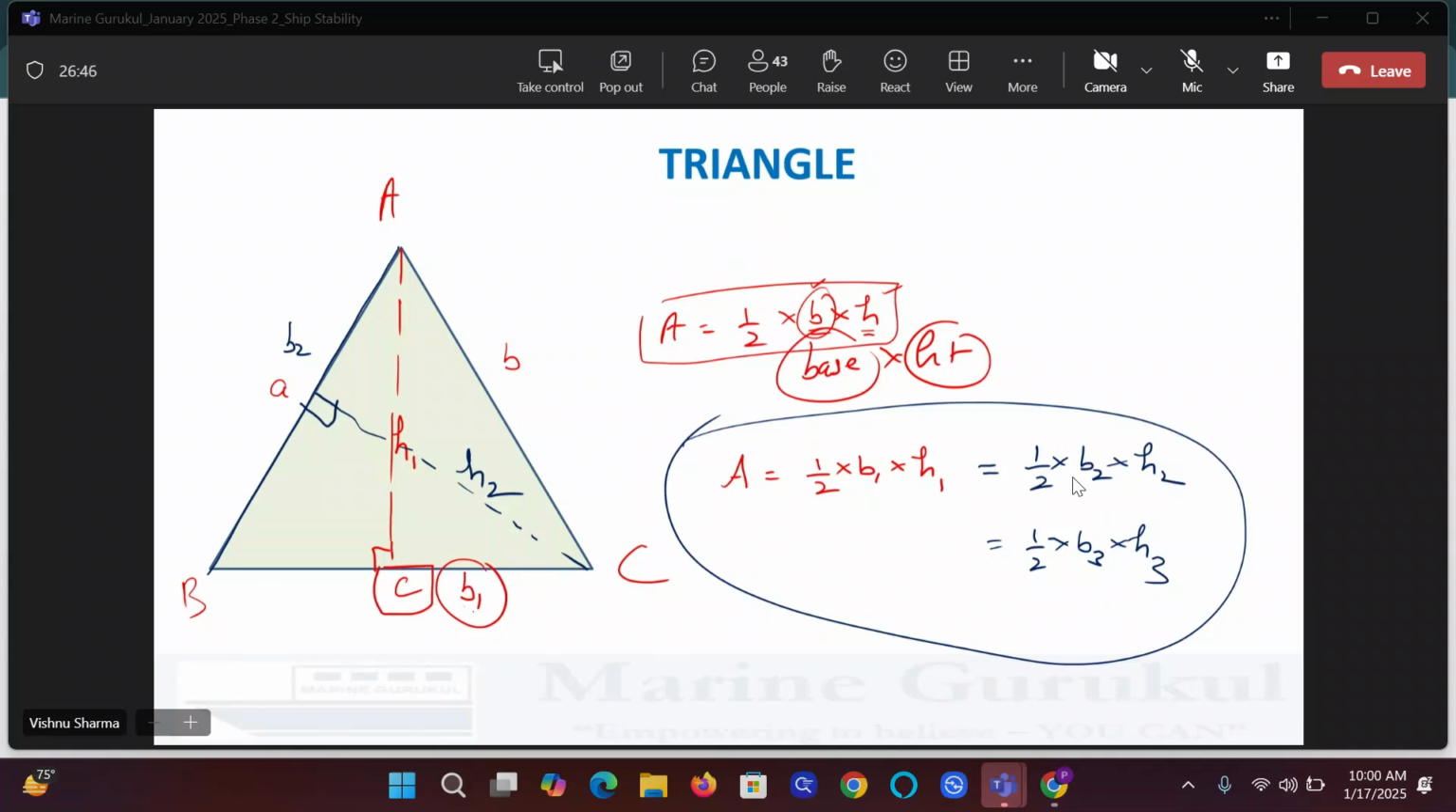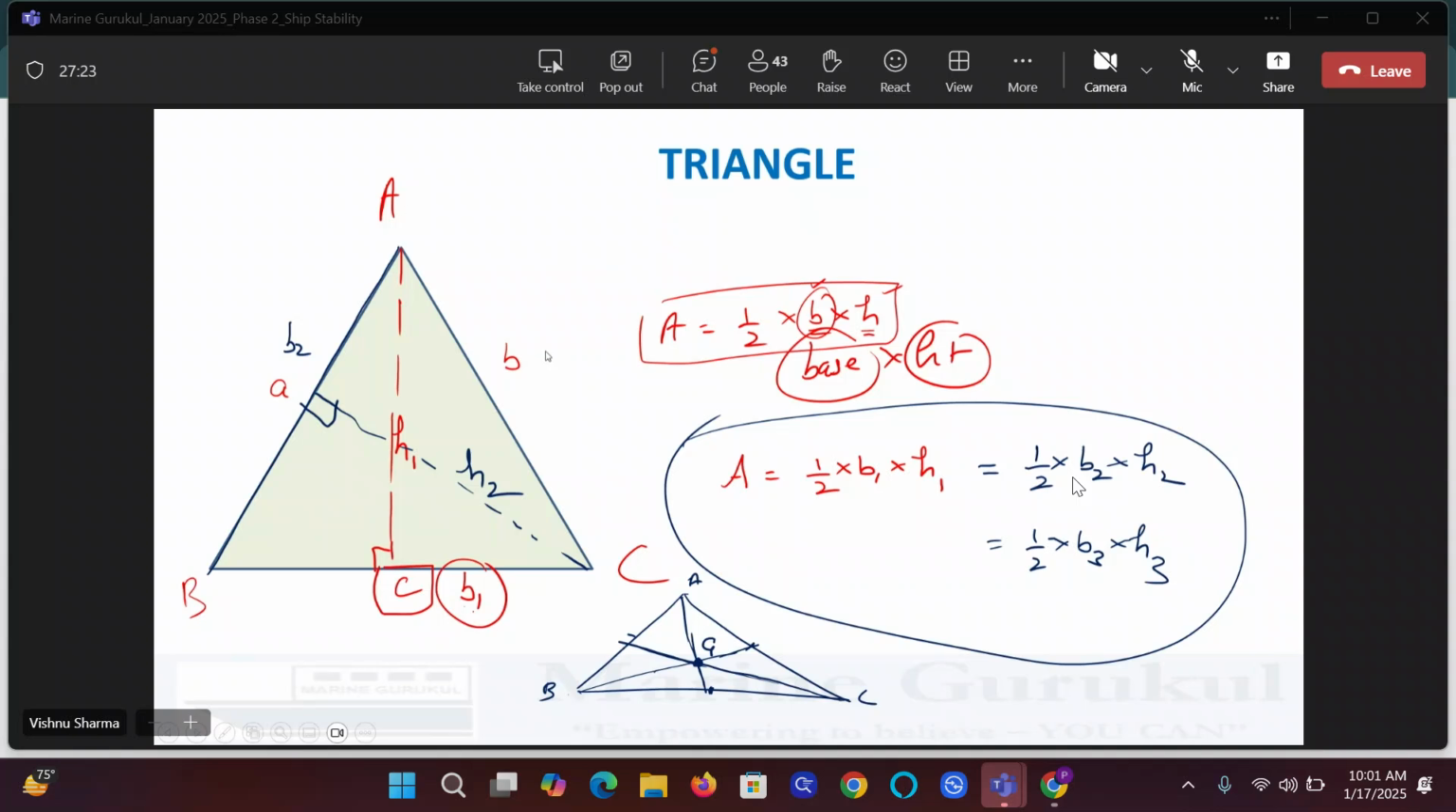Okay. Now, another thing is, where is the geometric center of a triangle? In schools, we have learned that the geometric center of a triangle is at the intersection of its medians. What is the median? If ABC is the triangle, find the center of BC, join it with A. This is one median. Find the geometric center of AC, join with B, another median. Find the geometric center of AB, join with C, third median. All the medians intersect at one point.